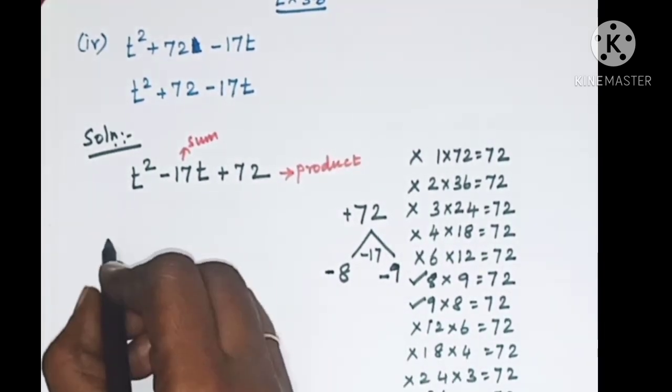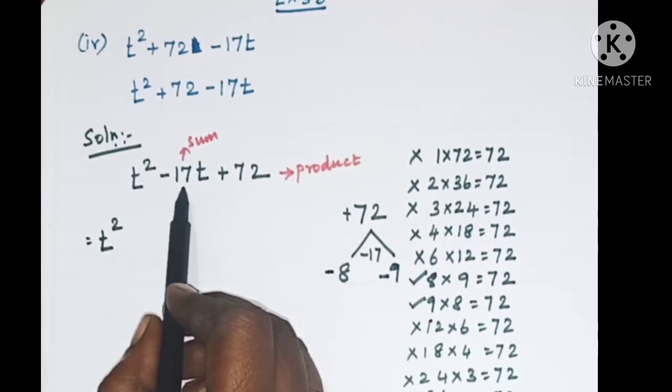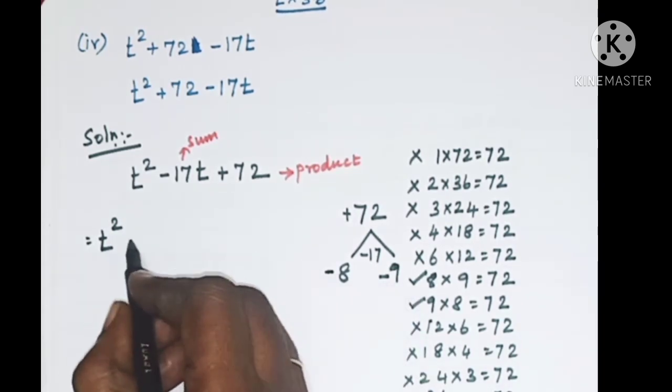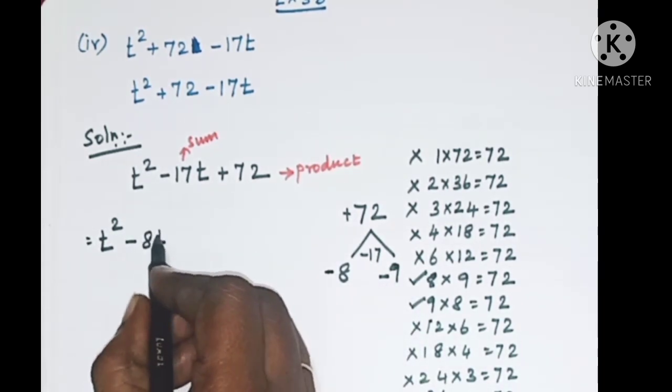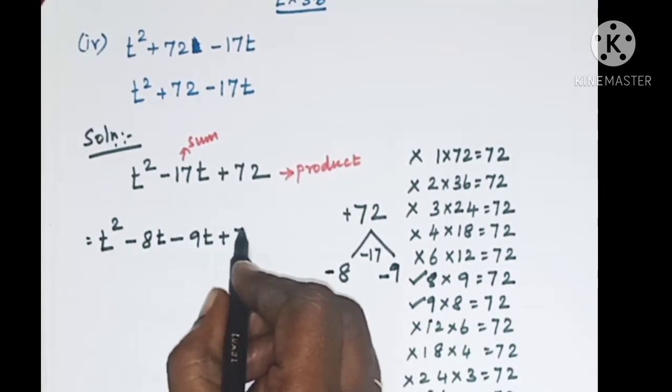Now t square, which is equal to t square. Now split the middle term into two terms. So 8 and 9 are the two terms. Minus 8 and minus 9 are the two terms. So write minus 8t and minus 9t plus 72.